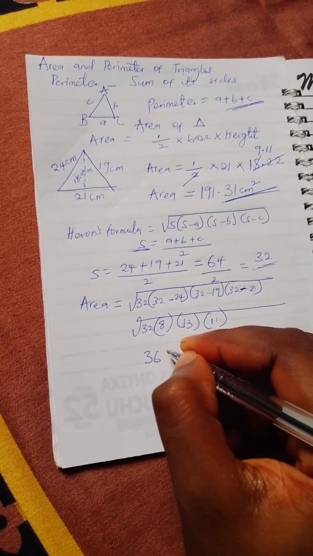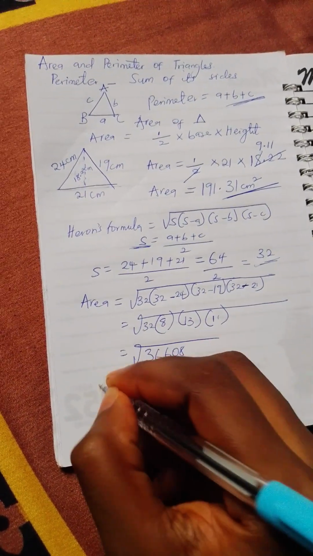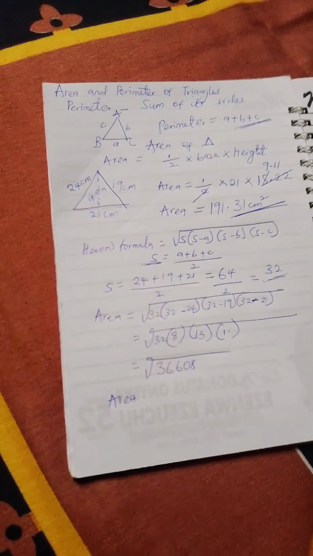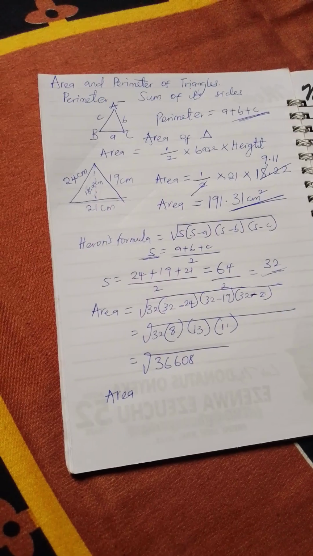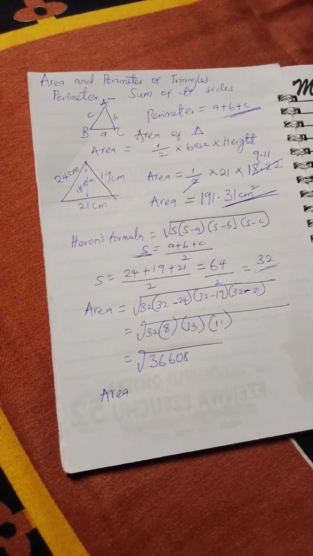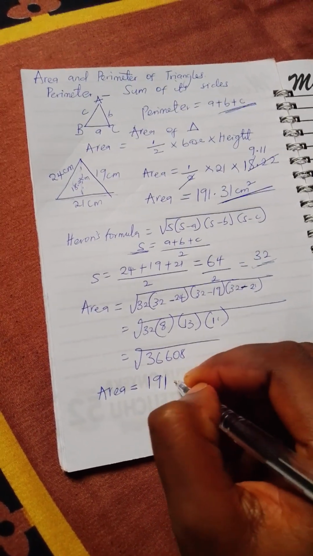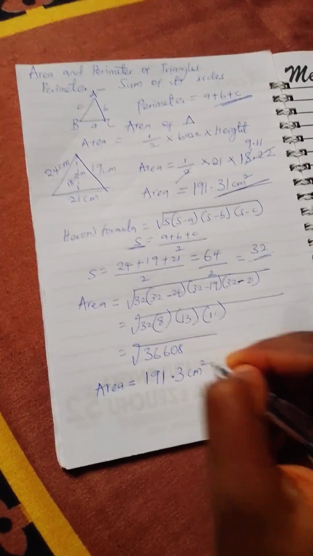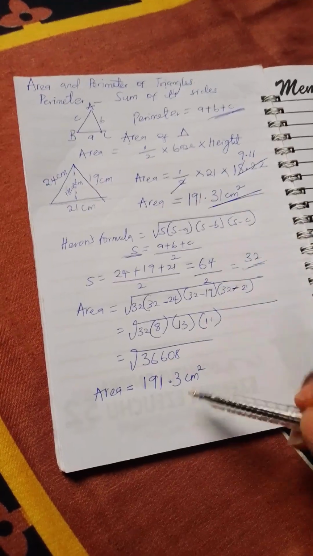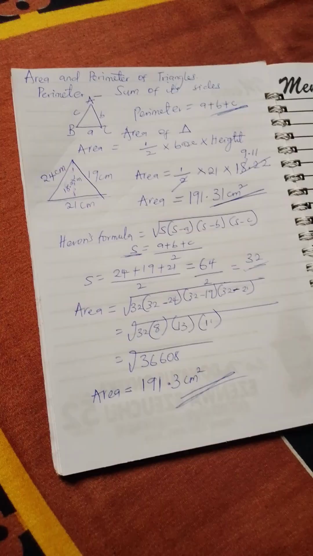36,608. So now my area is going to be the square root of 36,608. Maybe let's just approximate it to 2 decimal places. So, or maybe to 1 decimal place. And I'm going to be having 191.3 centimeters squared. So if I should approximate this one to 1 decimal place as well, I'll be getting the same answer. So this shows that these two formulas are correct.